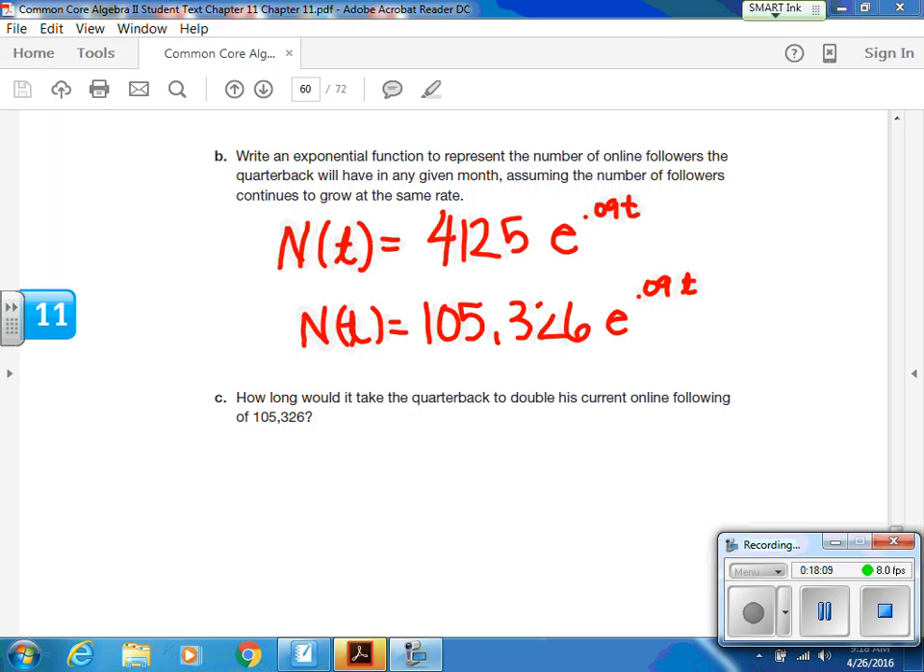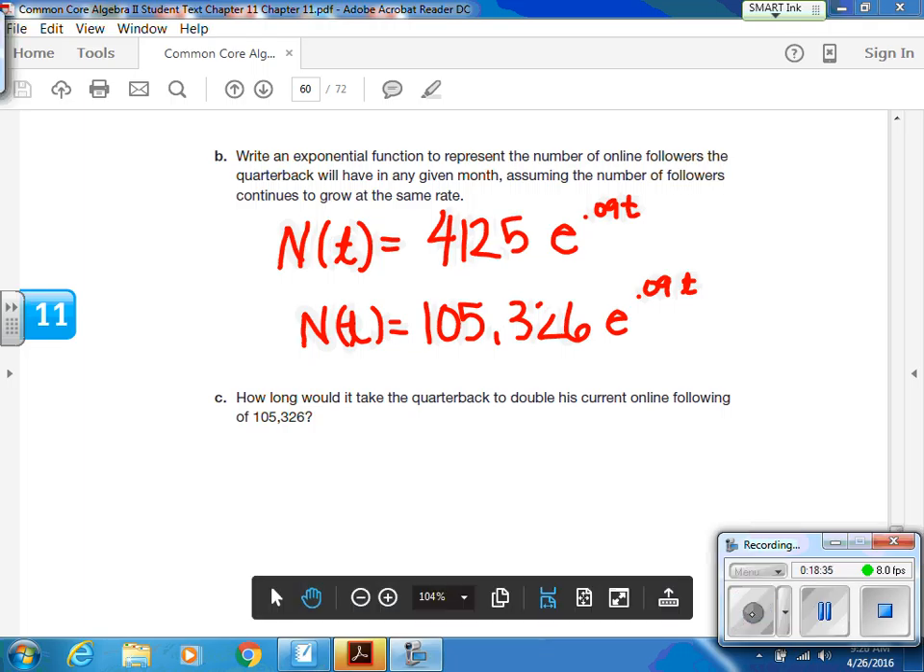If it said how long does it take to get to 200,000? Well, from the very beginning, it might take 40 months. But from right now, it's only going to take 4 more months. So be specific about which one you're using to answer. Okay? Try question C. All by yourself. And you're trying to double what he has right now, so I would use what he has right now. How long is it going to take him to double it?